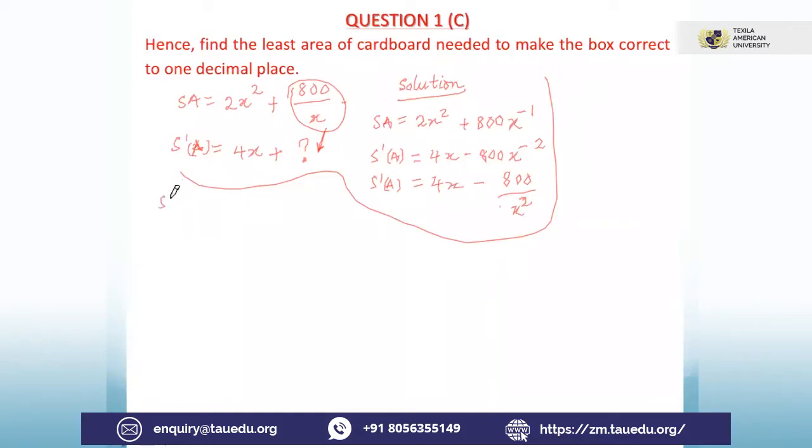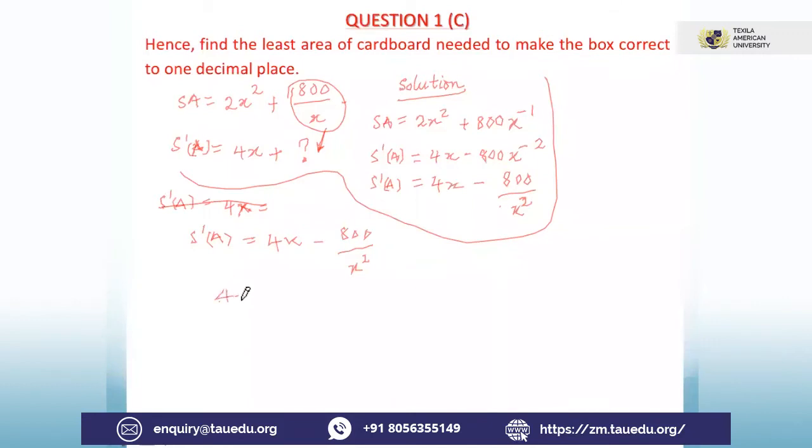Interesting. So now you have this is equal to 4x minus 800 over x squared. Remember, anytime you find a first derivative, what do you have to do? You have to equate it to 0. Are you following me? So we are going to equate the whole derivative now to 0.